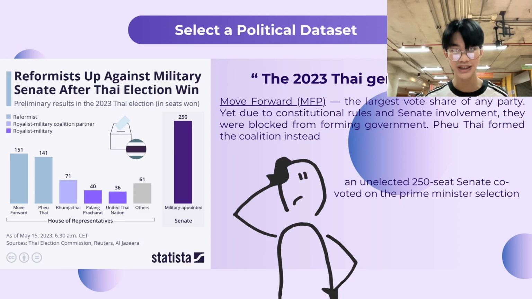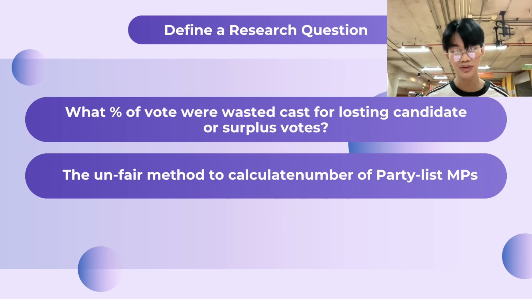In the 2023 Thai general election, the Move Forward Party, MFP or Kao Klai, had the largest vote share of any party, but because of the constitutional rule and Senate involvement, they were blocked from forming government. Pheu Thai formed a coalition, and the 250 seats Senate co-vote on the Prime Minister selection. So next we are going to define a research question.